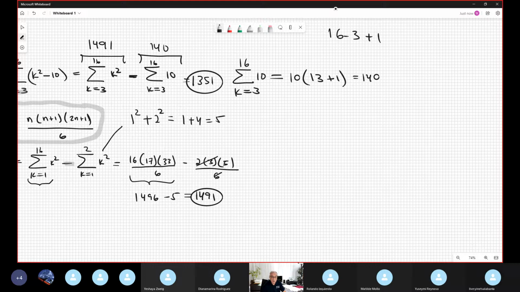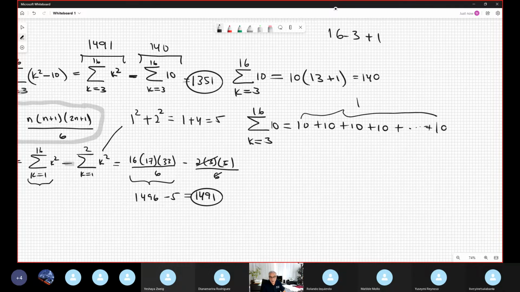Because actually, look, this summation from k=3 to 16 of the 10 is equal to 10 plus 10 plus 10 plus 10. How many times? 13 times, no? Boom, boom, boom, boom, boom. Plus 10. How many times? 13 times. But we include both endpoints, this and this. Actually, we have in this summation not 13, we have 14 tens. Make sense or no? For k equal 3, for k equal 4, up to k equal 16. Make sense or no? Yes.